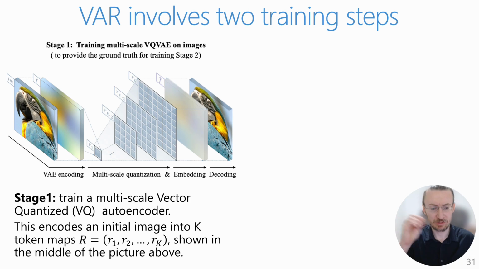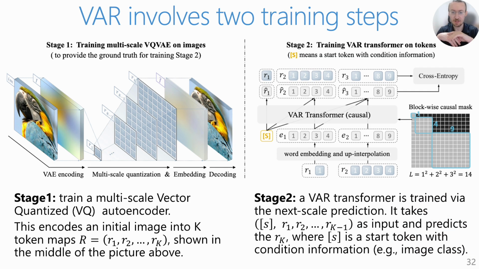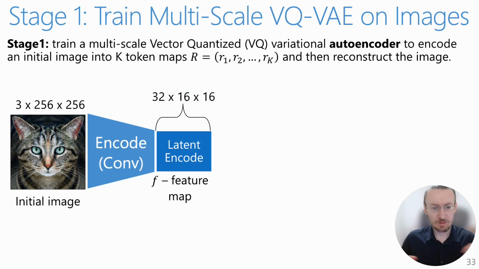Once we train the autoencoder, the next stage, number 2, is to train the VAR transformer. This is basically an autoregressive model which is trained on tokens. I'll also describe more how we generate these tokens for images one by one. But let me first start from the training of this multi-scale autoencoder, called vector quantized VAE, on images.